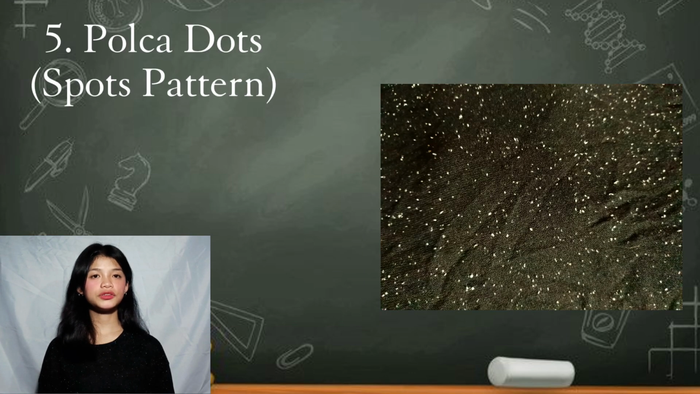Next is polka dots on a t-shirt, an example of a spots pattern. Spots are a random or repetitive pattern commonly found in nature and design. A t-shirt with polka dots follows a spot pattern where evenly spaced or scattered dots create a visually appealing and structured design.